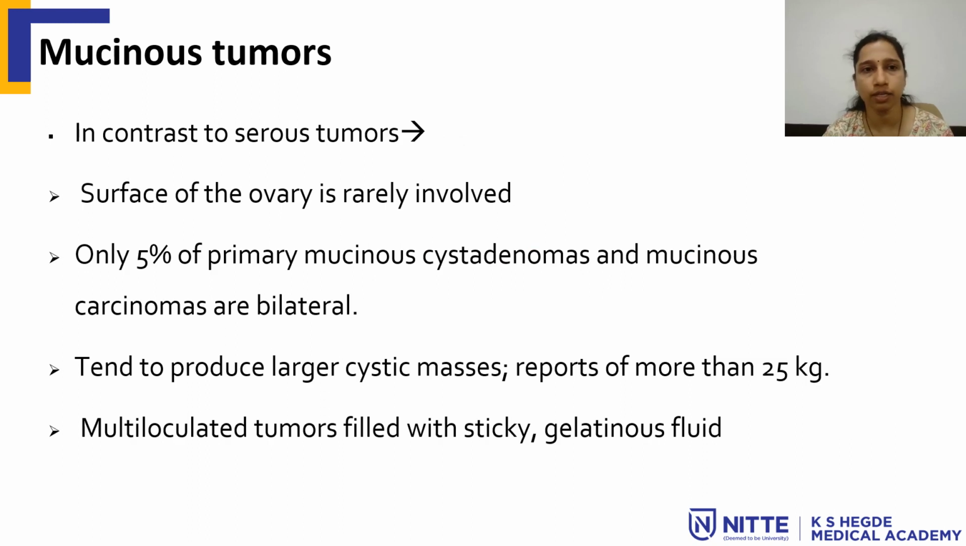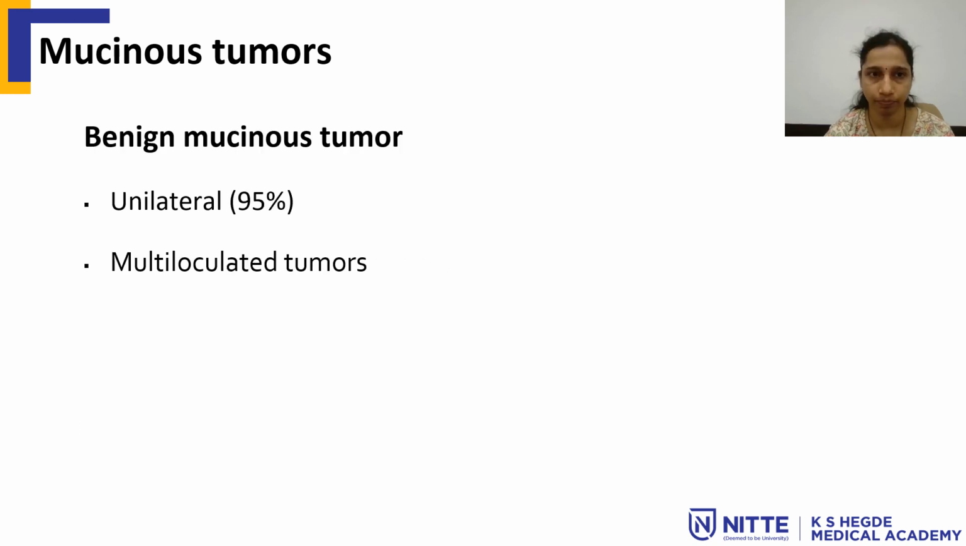So in contrast to serous tumor, mucinous tumors rarely involve the surface of the tumor, whereas surface involvement is more often seen in serous tumor. Only 5% of mucinous tumors are bilateral, whereas bilaterality is more common in serous tumor. And these mucinous tumors are known to produce larger cystic masses, and there are reports of tumors which are more than 25 kgs. These are multiloculated tumors with sticky gelatinous fluid.